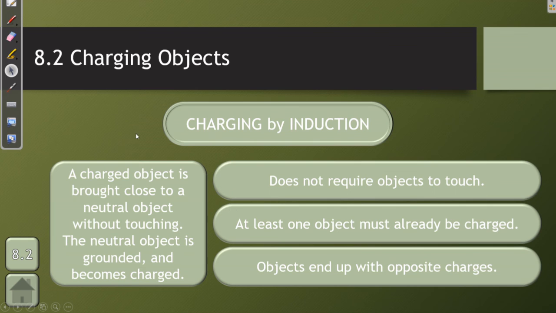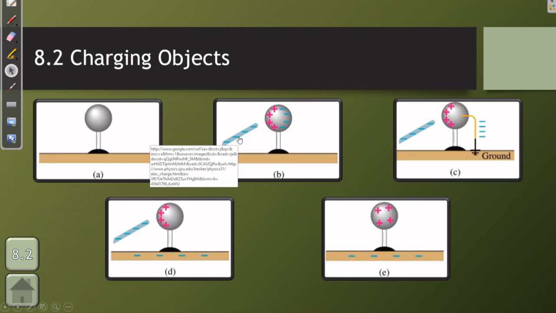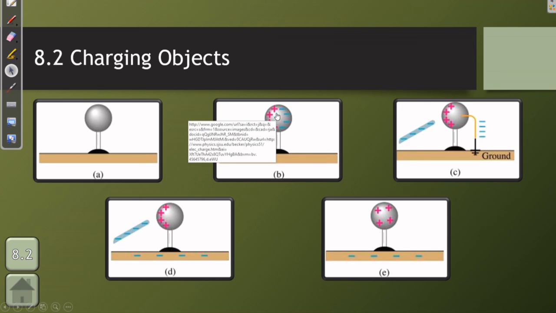So let's take a look at a diagram. Maybe it'll make better sense. Here's our object that is going to be charged. We bring another object close by that is already charged, say this rod, which carries a negative charge. As a result of this negative charge, the charges in the sphere here will separate, which is to say all the negative charges will be repelled away to the opposite side of the sphere, leaving only positive charges on the side of the sphere facing the rod.